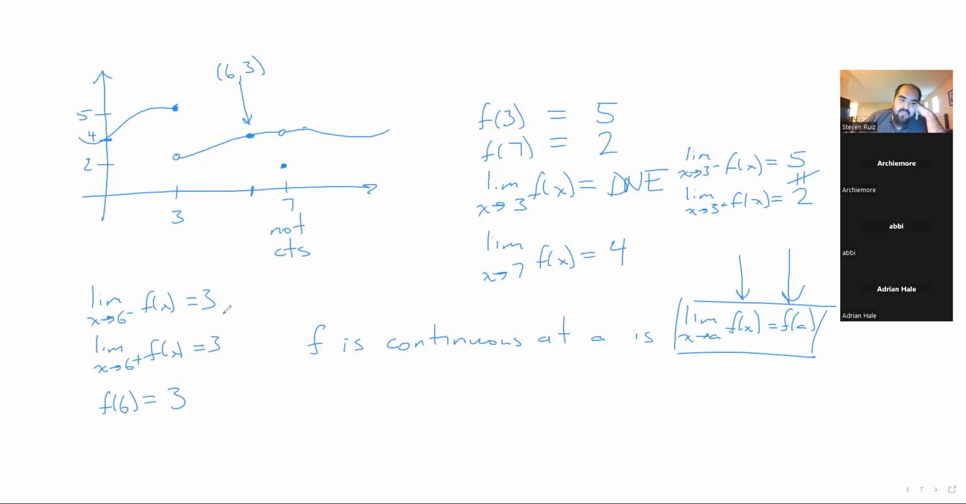Because these left and right limits agree, that means the limit as x approaches 6 of the function is also 3. So the limit of the function exists at that point. The function is defined at that point, and those two values are the same. So I have to have continuity there. So not continuous at 7, not continuous at 3, yes, continuous at 6.